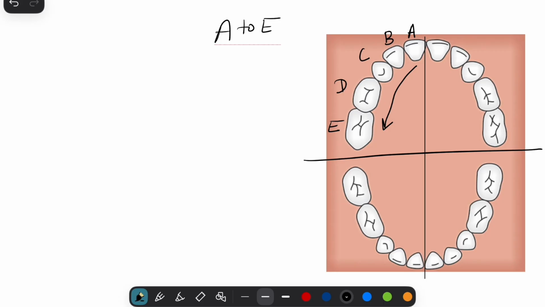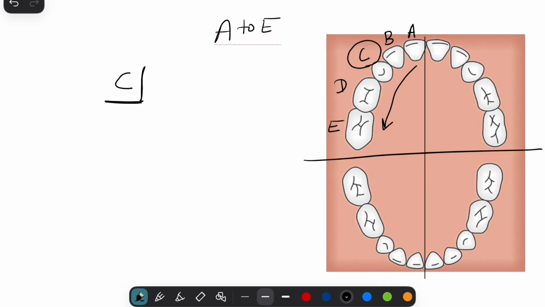Okay, so now let's again take some examples. So for example, primary maxillary right canine. Okay, so it's a canine, so it will be denoted with letter C. So you'll write C. Then it's an upper, it's a maxillary tooth, so you'll draw a horizontal line on the bottom of that letter, and then it's on the right side, so you'll draw a vertical line on the left side of that letter. So this is how you denote the primary maxillary right canine.